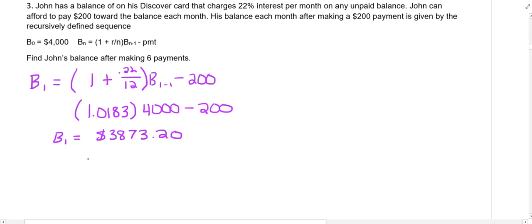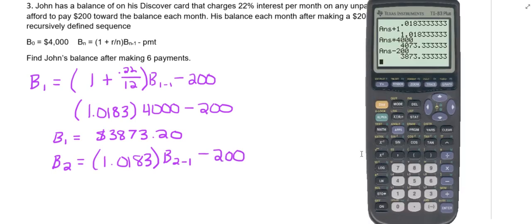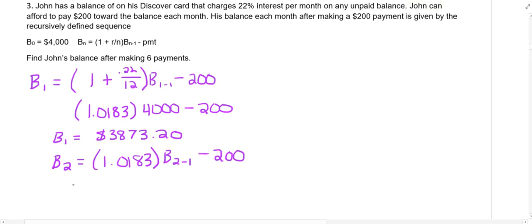Okay, then we're going to do the same thing for b sub 2. So we're going to go here, b sub 2. It's going to be 1.0183 times his previous balance, which is b sub 2 minus 1. So that's b sub 1, and then minus 200. So I'm just going to keep going on my calculator here. I'm going to go times 1.0183 and then minus 200. So that's his balance after his second payment, which is $3,744.22.